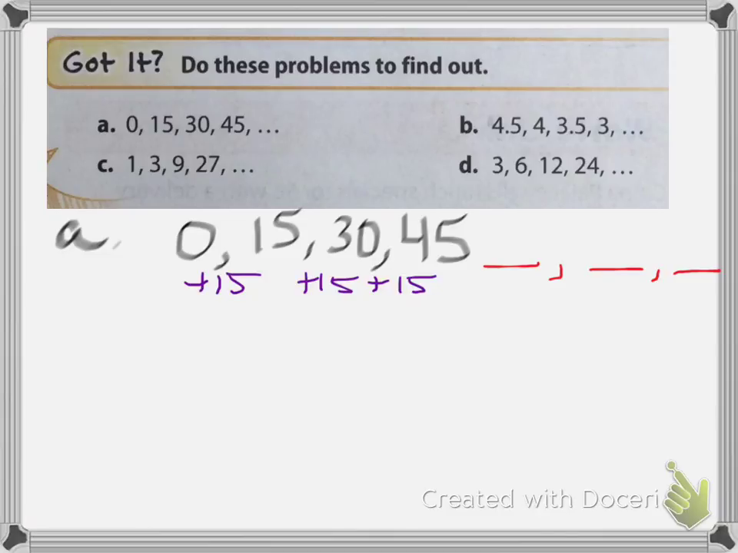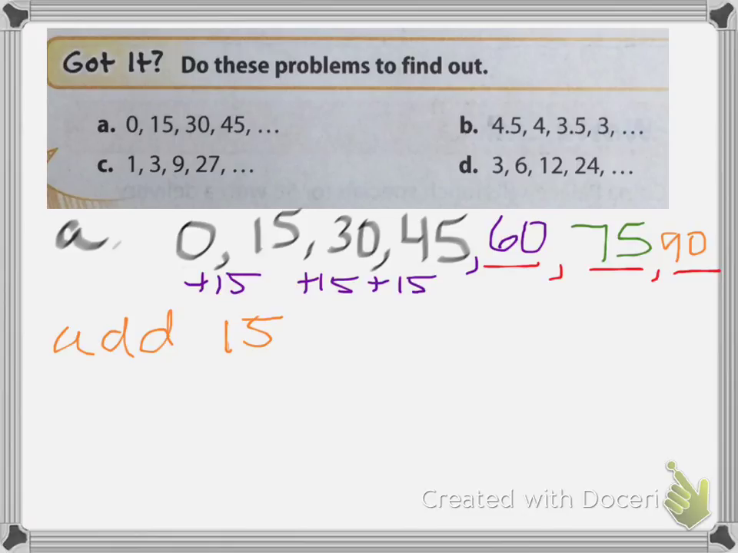So then again, in order to get to the next one in the sequence, 45 plus 15 is 60. And then 60 plus 15 is 75. And then 75 plus 15 is 90. So you should have 60, 75, and 90 for your answers. And you would want to say you are going to add 15. That's fine.